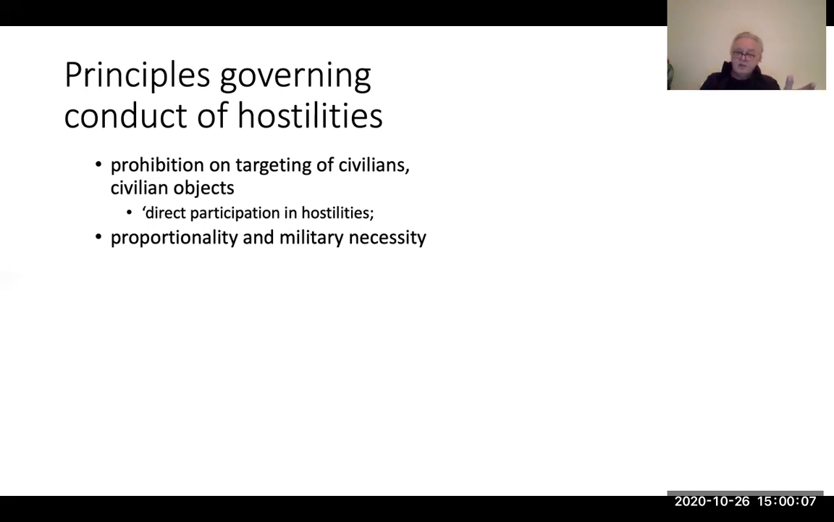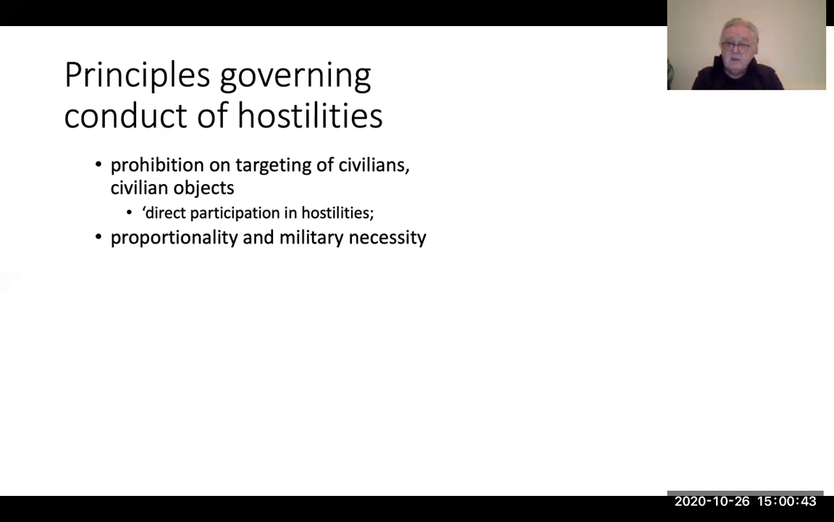A military objective can be targeted, but not without limits. So the limits are a very vague notion that we have of proportionality. And proportionality means that you have to do what is necessary to achieve the military objective, but not beyond that. And that becomes particularly important when the targeting of a military objective will have consequences for civilians or civilian objects.